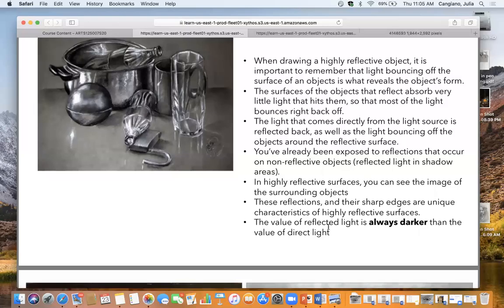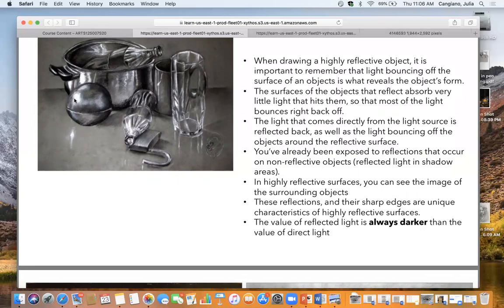The value of reflected light is always darker than the value of direct light. So in other words, this light here, since it's being hit with direct light, that's going to be darker than, let's say, if this area were reflected off. Oh, like perfect. So you see this reflection down here.